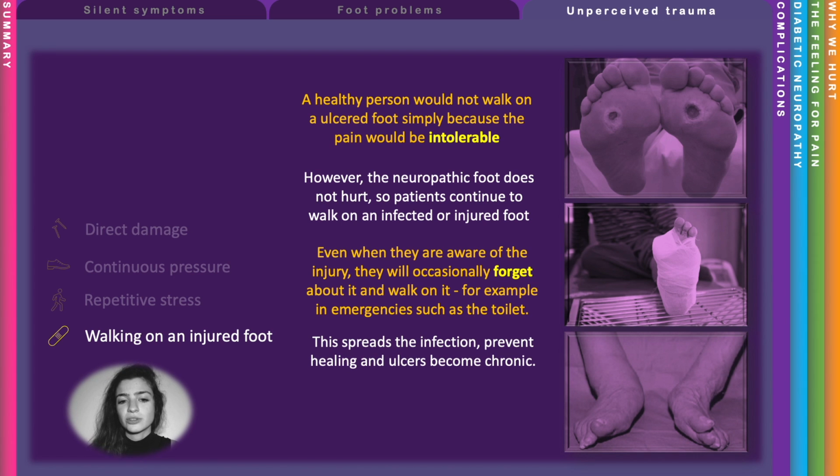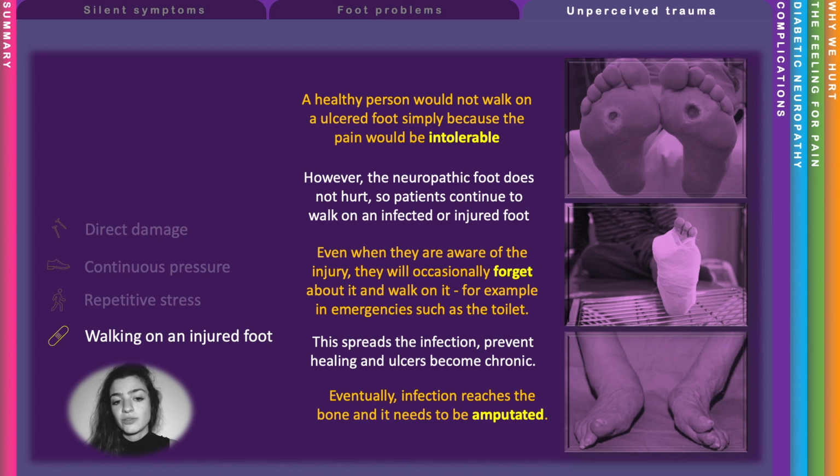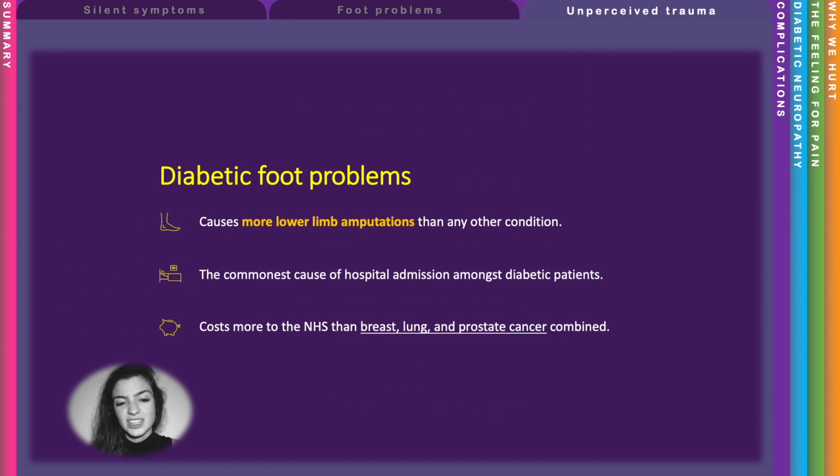And walking on an injured foot spreads infection, prevents healing, and ulcers become chronic. It's pretty difficult to heal a neuropathic ulcer without specialist care. So if the infection reaches the bone and it cannot be controlled, it might be that the foot needs to be amputated. And that's, unfortunately, as we saw before, how most lower limb amputations happen.